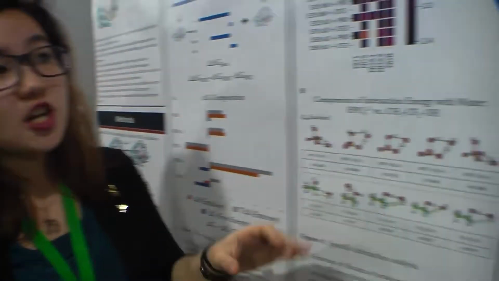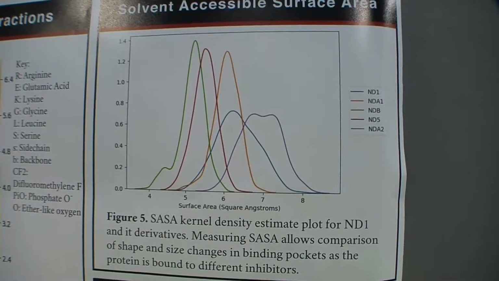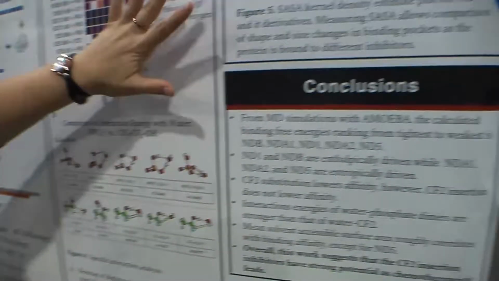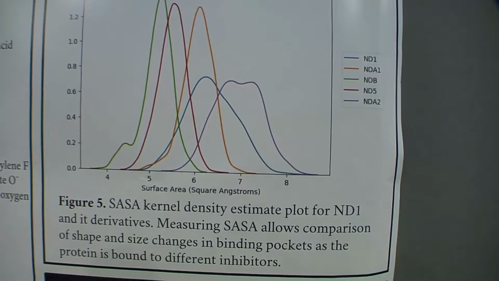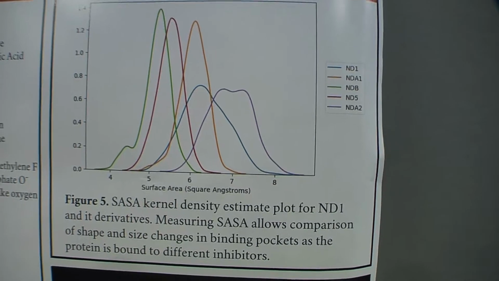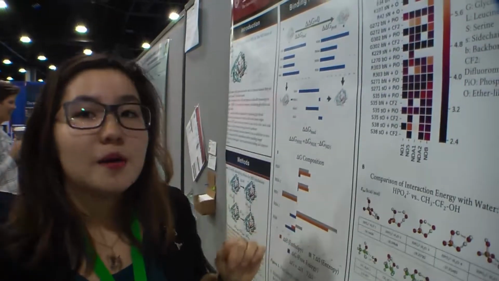The final thing we considered was the solvent accessible surface area, which allows us to compare the shape and size changes in binding pockets as the protein is bound to different inhibitors. Because per the traditional induced fit model for inhibition, if you have your binding pocket, it will change slightly in shape and size, and that will actually affect the overall systemic delta G of the system. So we actually found that as you roughly increase the mean SASA, it's roughly associated with a decrease in binding affinity, with the exception of ND5, which we suspect is due to its size.